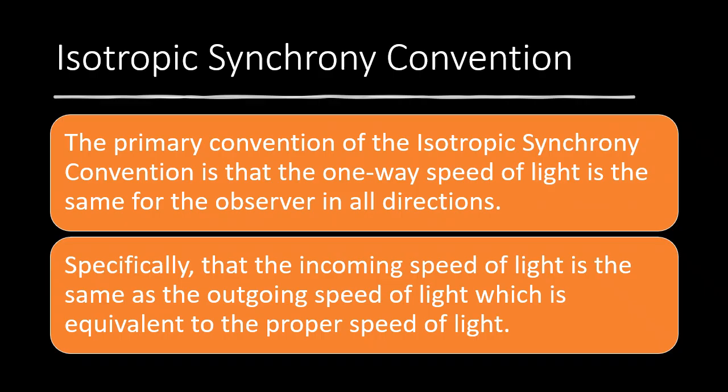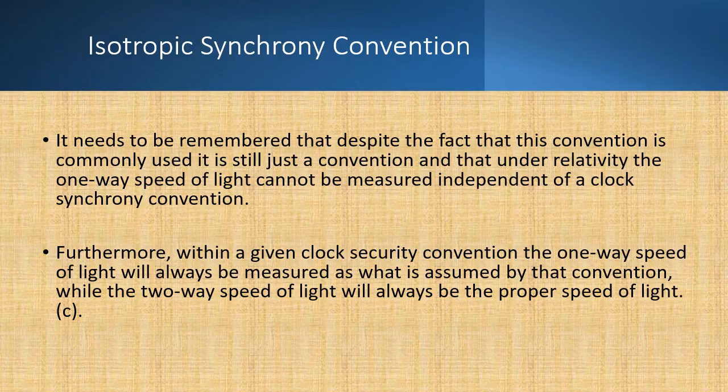The primary convention of the Isotropic Synchrony Convention is that the one-way speed of light is the same for the observer in all directions, specifically that the incoming speed of light is the same as the outgoing speed of light, which is equivalent to the proper speed of light. It needs to be remembered that despite the fact that this convention is commonly used, it is still just a convention, and that under relativity, the one-way speed of light cannot be measured independent of a clock synchrony convention. Furthermore, within a given clock synchrony convention, the one-way speed of light will always be measured as what is assumed by the convention, while the two-way speed of light will always be the proper speed of light, that is, c.